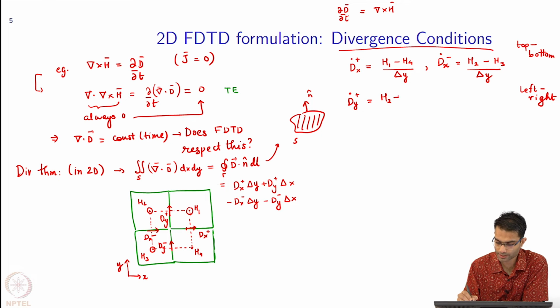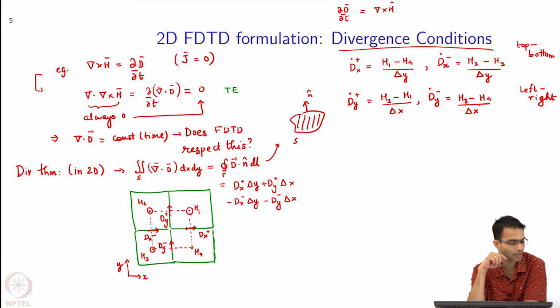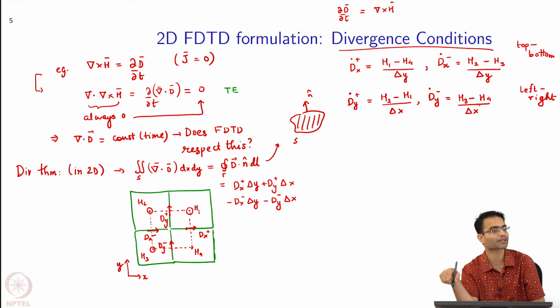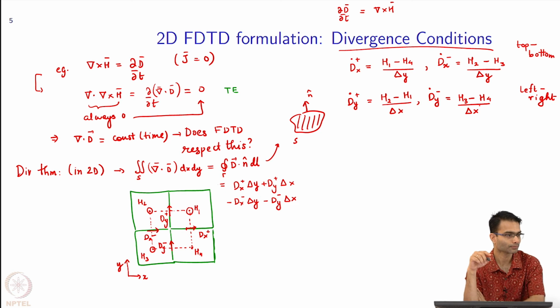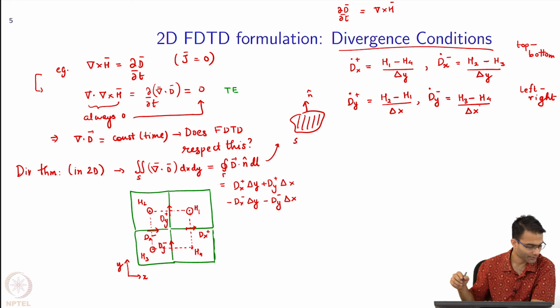h2 minus h1 divided by delta x. Dy minus dot will be left minus right, so that is h3 minus h4 divided by delta x, correct? There will be a minus sign, so it will be h1 minus h2. No, so we have taken that minus sign into account and therefore come up with this left minus right. That minus sign is absorbed. You can just go back and look at your notes.